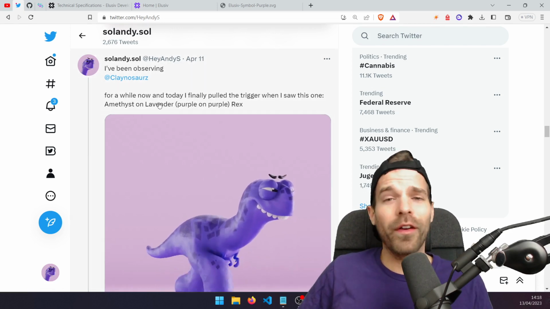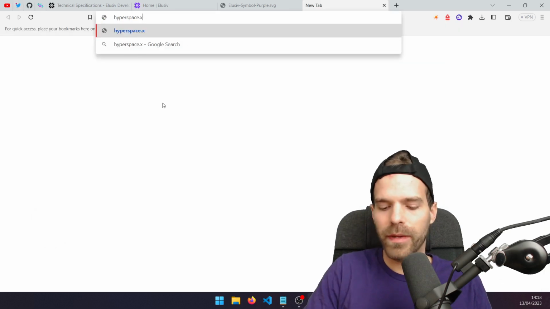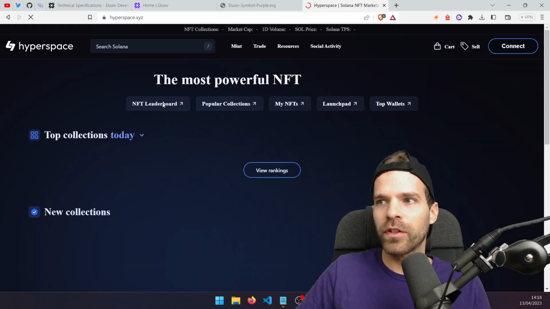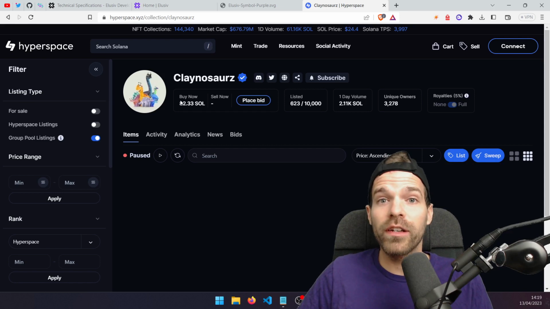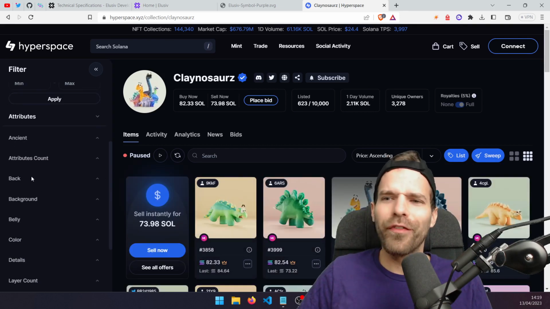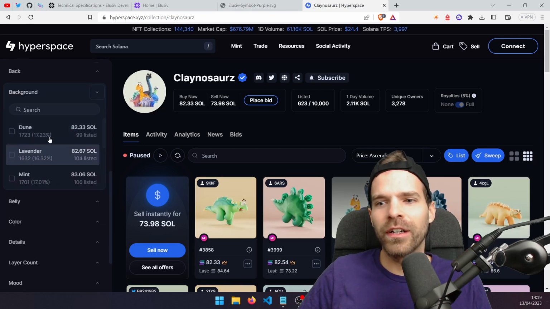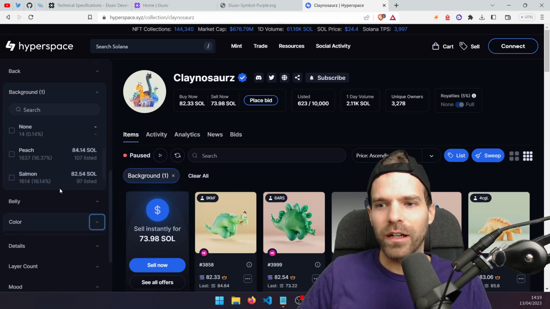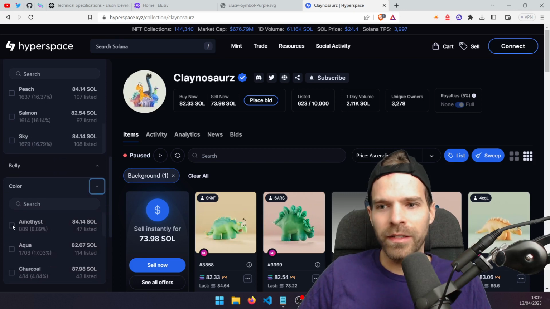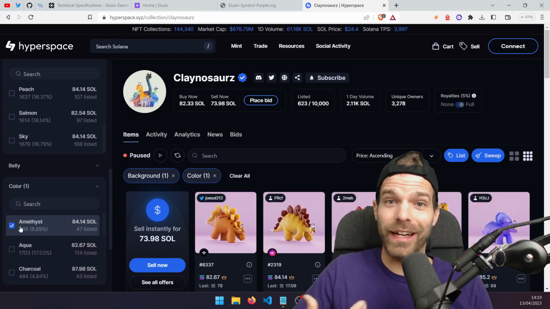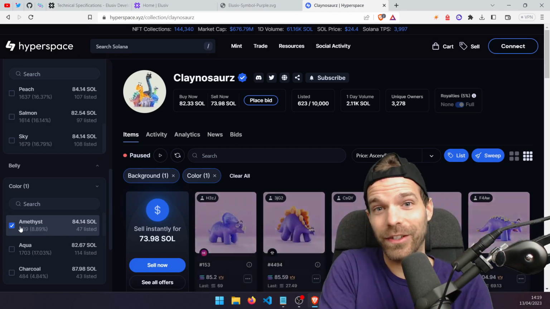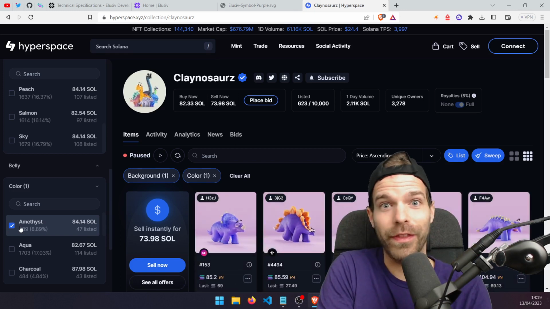So step 1, find out which one that is. Hyperspace XYZ. Can't be too difficult. We know which collection it is because it's a popular one. And then we can filter by attributes. So what do we know? We know that the background is lavender, and we know that the color is amethyst, because after all, that is how Solandy selected his Klano. He just wanted that color combination.